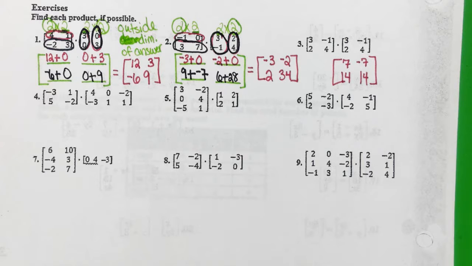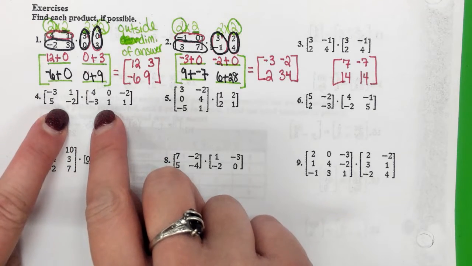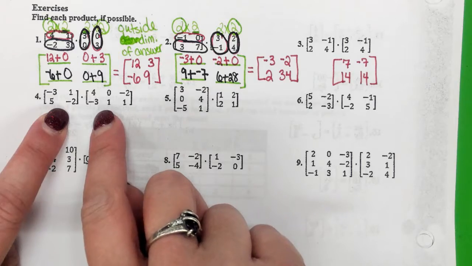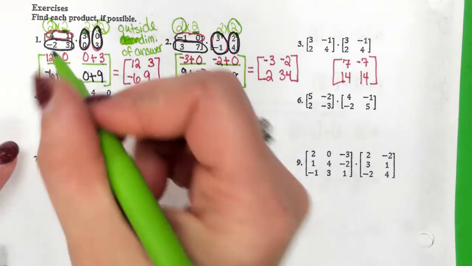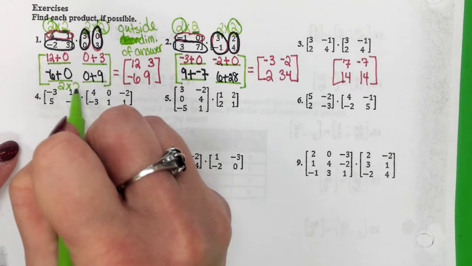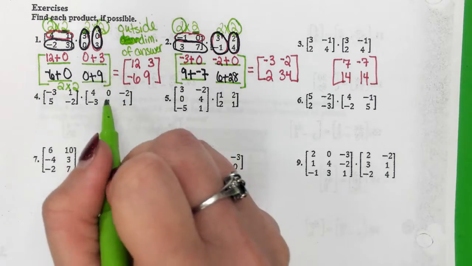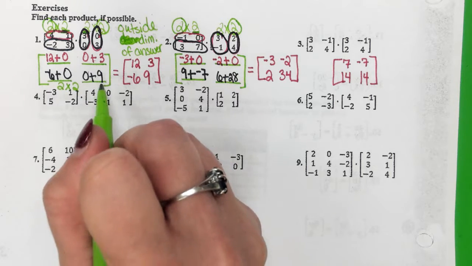All right, number 4. What's the size? Those are not the same thing, right? So, would I be able to add those or subtract those when we have a quiz? No, but this is multiplication, right? So, what's the size of the first one? 2 by 2. What's the size of the second one? 2 by 3.